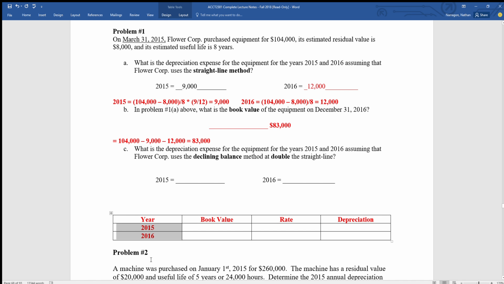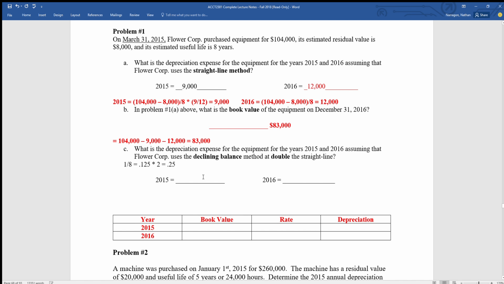Starting out, we're going to find what 1/8 is. And 1/8 is about 0.125. So first off, find your rate. 1 divided by 8 equals 0.125. Since this is double declining, times that by 2 will equal our double declining rate, which is a quarter. So 0.25.